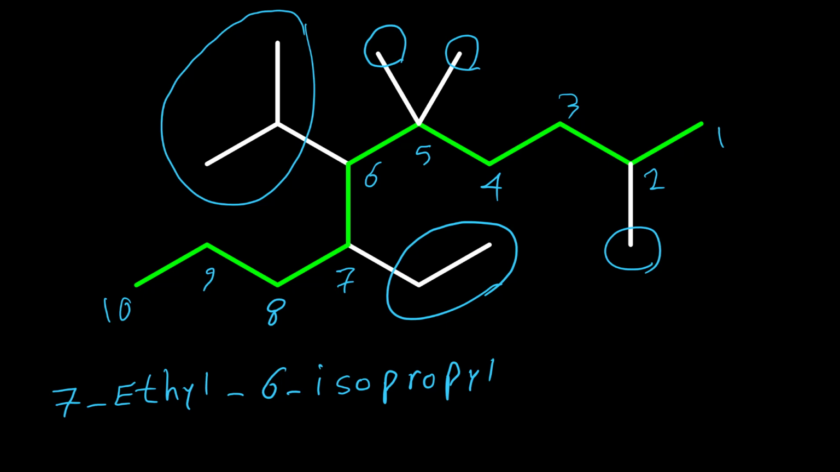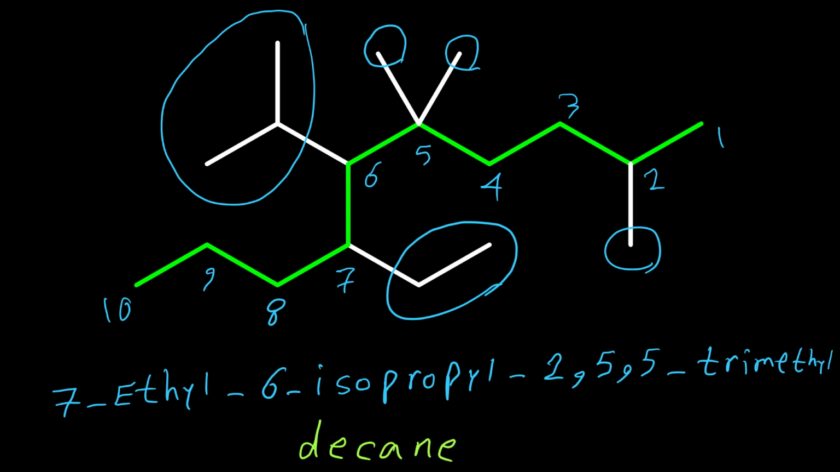Then we have trimethyl on carbon 2 and 5 and 5. Because we have two groups on 5, we need to mention 5 two times in our name. So on carbon 2, 5, and 5, we have trimethyl group. So trimethyl. And the name of the parent chain with 10 carbon is decane. So this is the name of this compound.